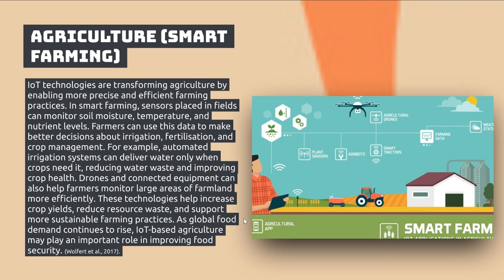This improves agricultural productivity while reducing water usage and environmental impact. IoT-based farming solutions are becoming increasingly important as global food demand continues to grow.